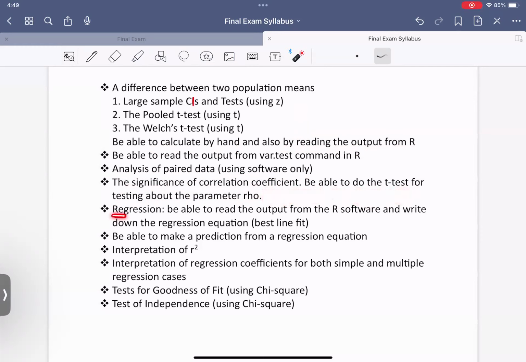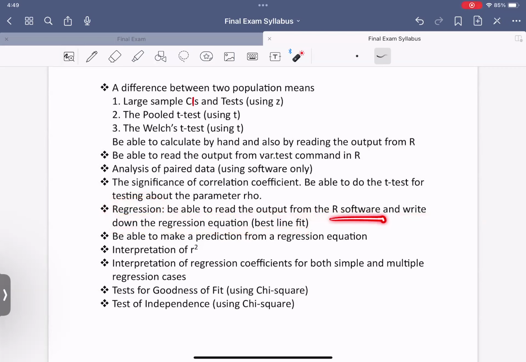Also, the regression part, so you should be able to read the output from the software and write down the regression equation of the best fit line. With the approach that we learned in class, we don't solve the intercept and slope by hand, so we're going to use the software to do it.